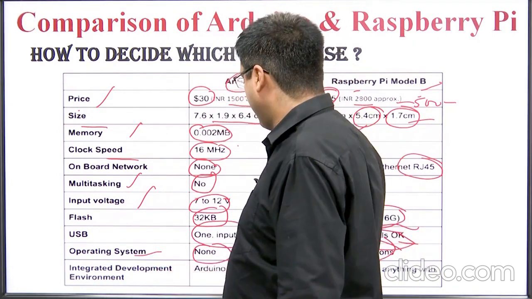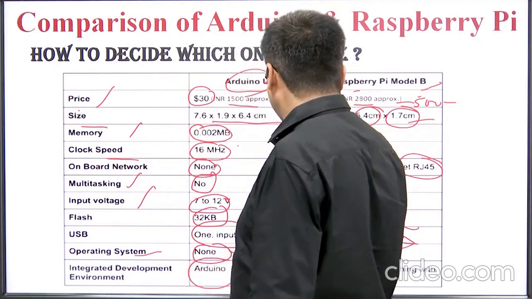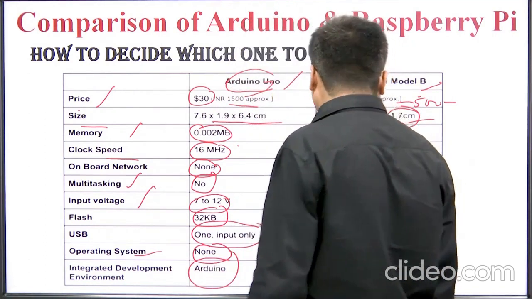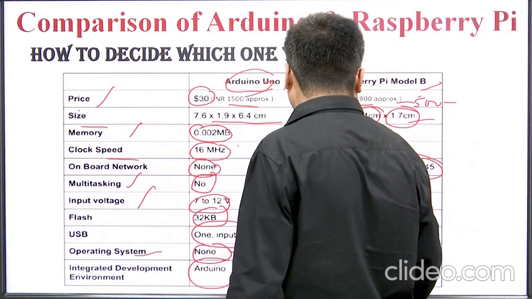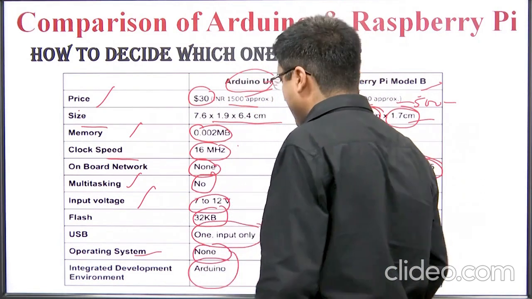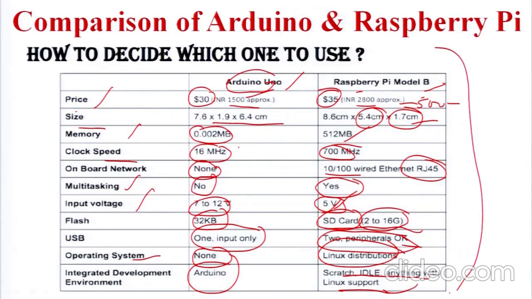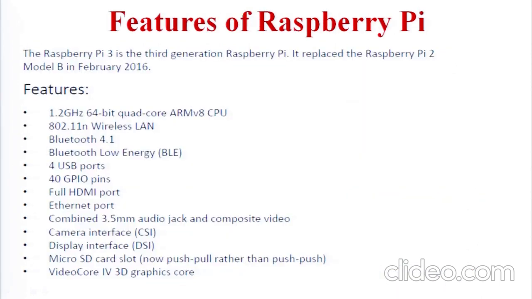The integrated development environment is available for Arduino, but Raspberry Pi works on Linux, Scratch, IDLE, etc. Okay, so these are the features. You can use your microcontrollers according to the variety of projects. Which microcontroller you have to use depends upon the particular application or project.